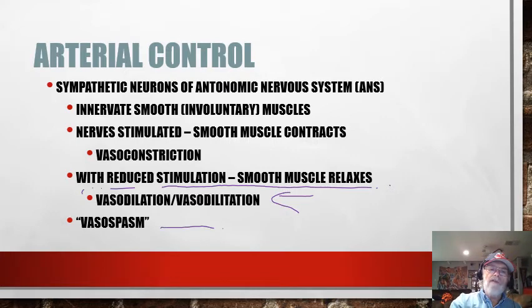Some diseases are vasospastic diseases. For some reason, the muscles in these arteries have a tendency to be a little bit more hyperactive, and they will spasm down. We'll talk a little bit about that maybe later on if we get a chance. Okay.